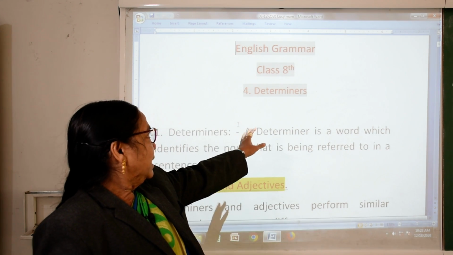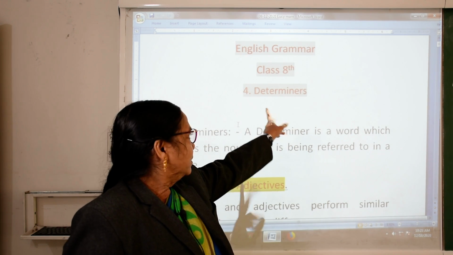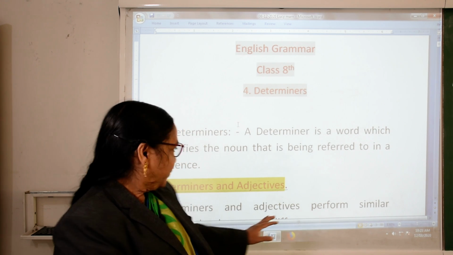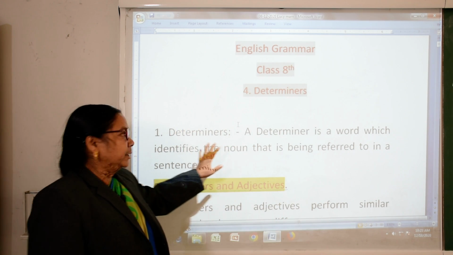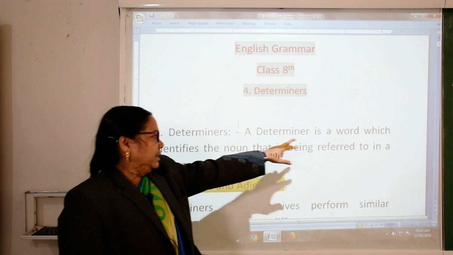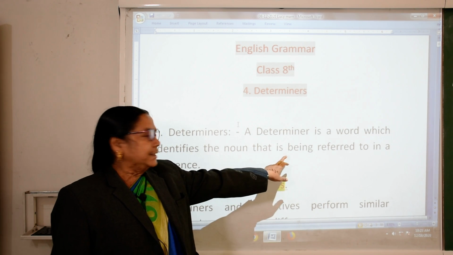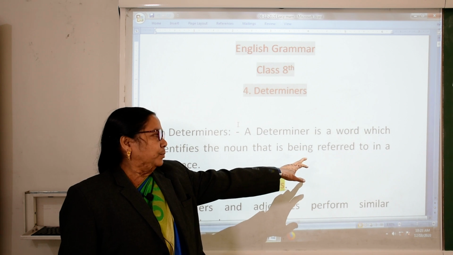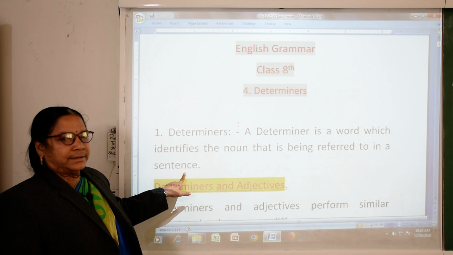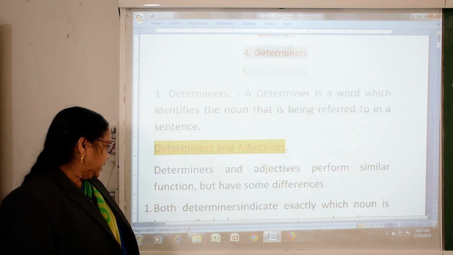Today, class 8th, we will take Chapter 4, Determiners. So what are determiners? A determiner is a word which identifies the noun that is being referred to in a sentence. We will go into detail now.